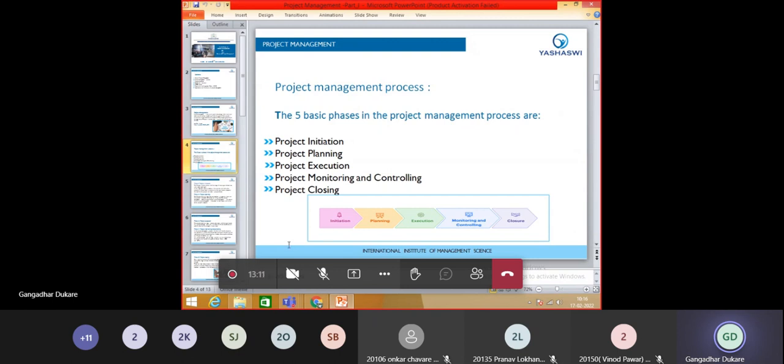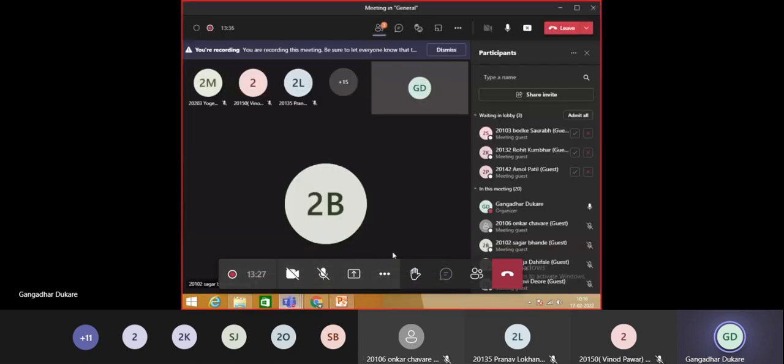These are the 5 steps of project management that I gave as an assignment question: what is meant by the project management process, explaining each and every step in detail with an example. But I think no one has come up with a proper example.